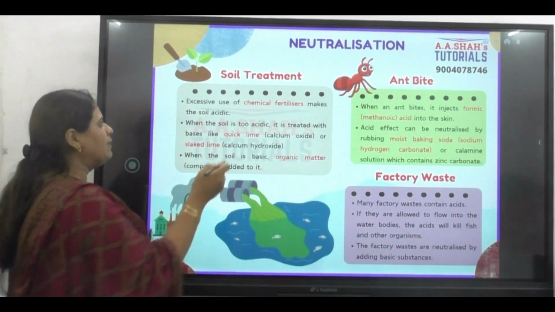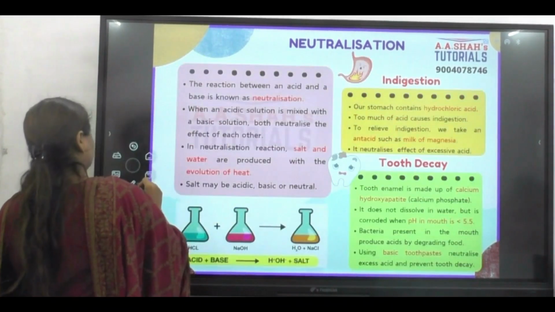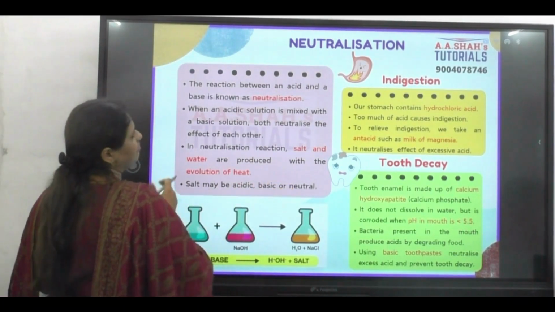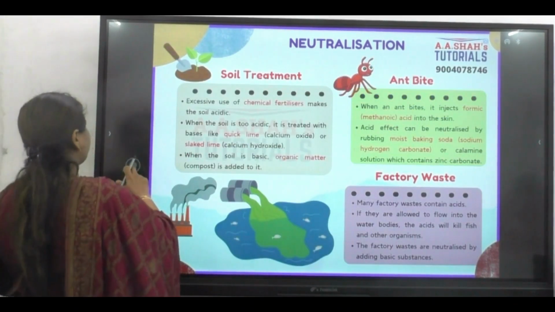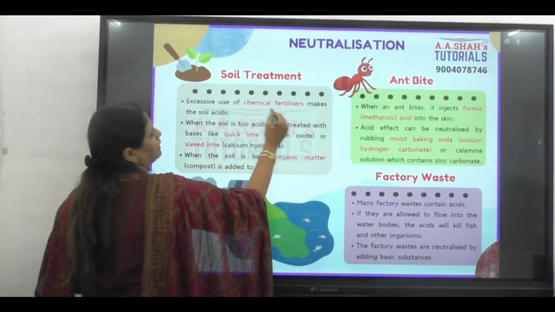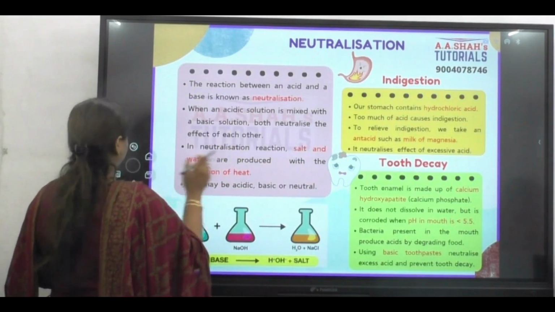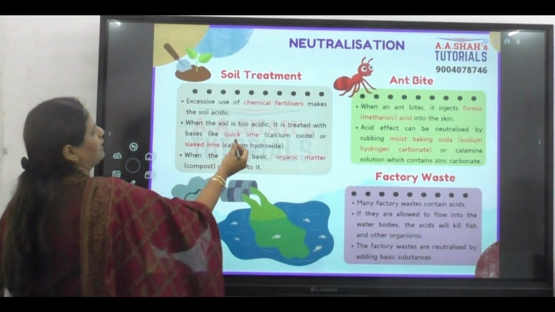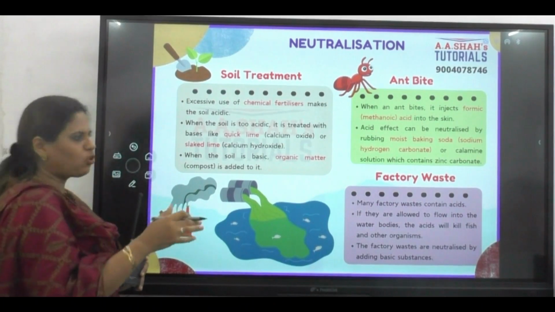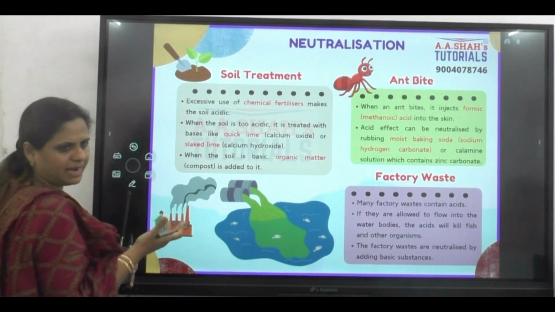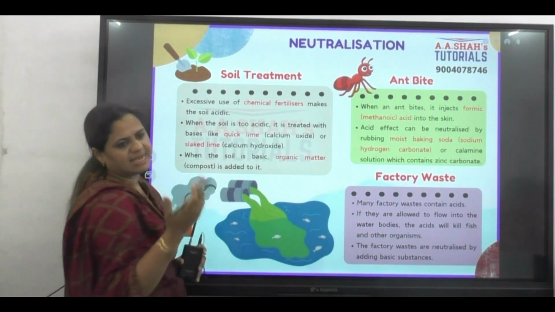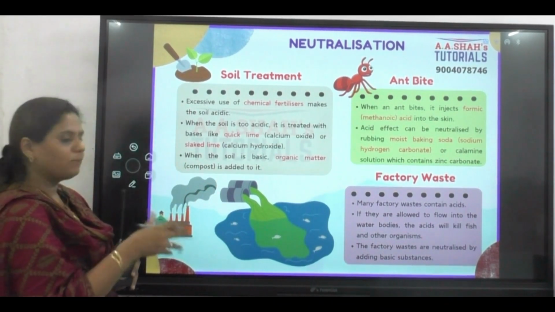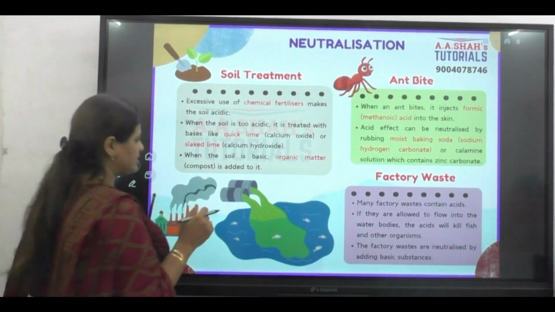Soil treatment: again, chemical fertilizers have acids. So to neutralize the effect, what should you do? You should add a base to it. And what is the base added? Quicklime. Quicklime and slaked lime are added to acidic soil to neutralize the effect. Otherwise, plants cannot grow. Organic matter also releases acid in the soil. So you can use organic matter, compost, and it will become neutralized.